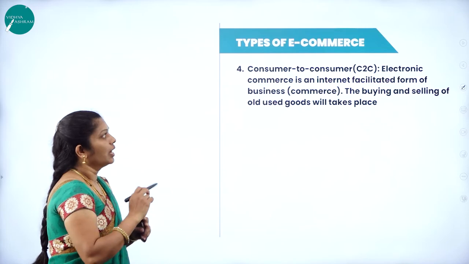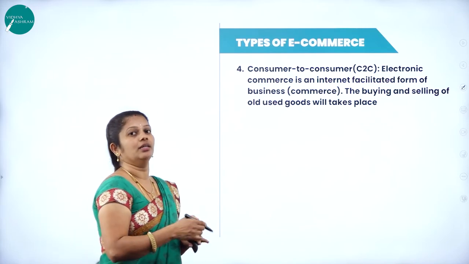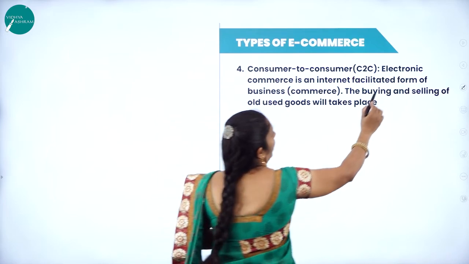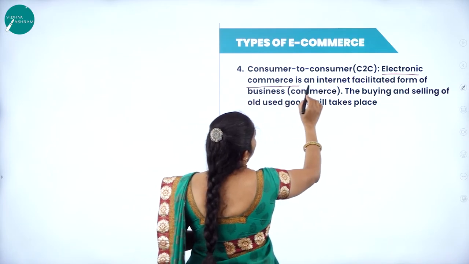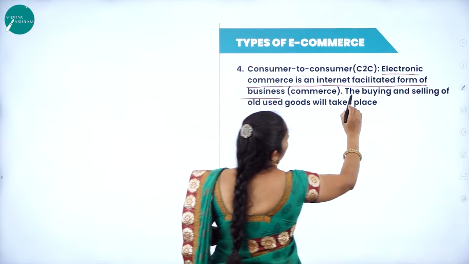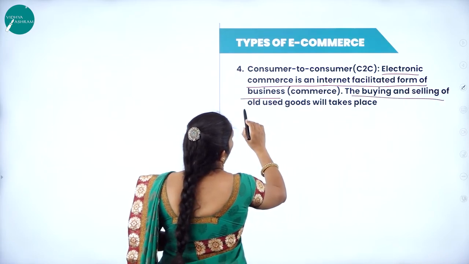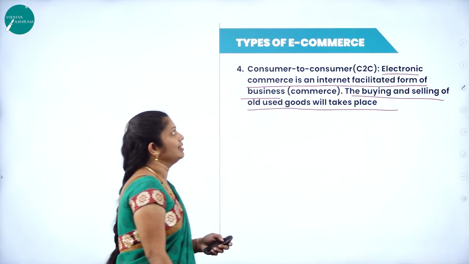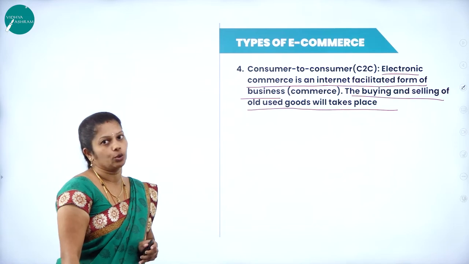And the last one is consumer to consumer. Here, both sides are consumers only. Here, electronic commerce is an internet-facilitated form of business. The buying and selling of old used goods takes place here. Both are consumers only.